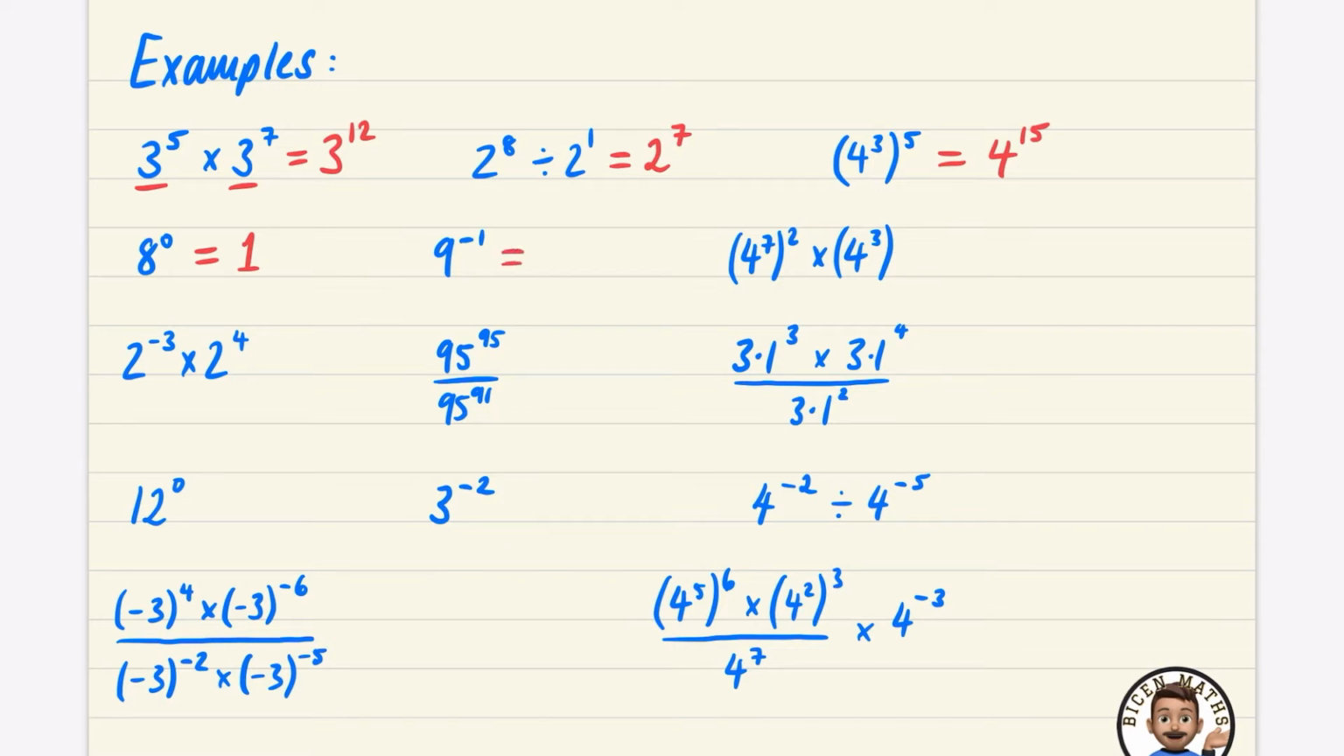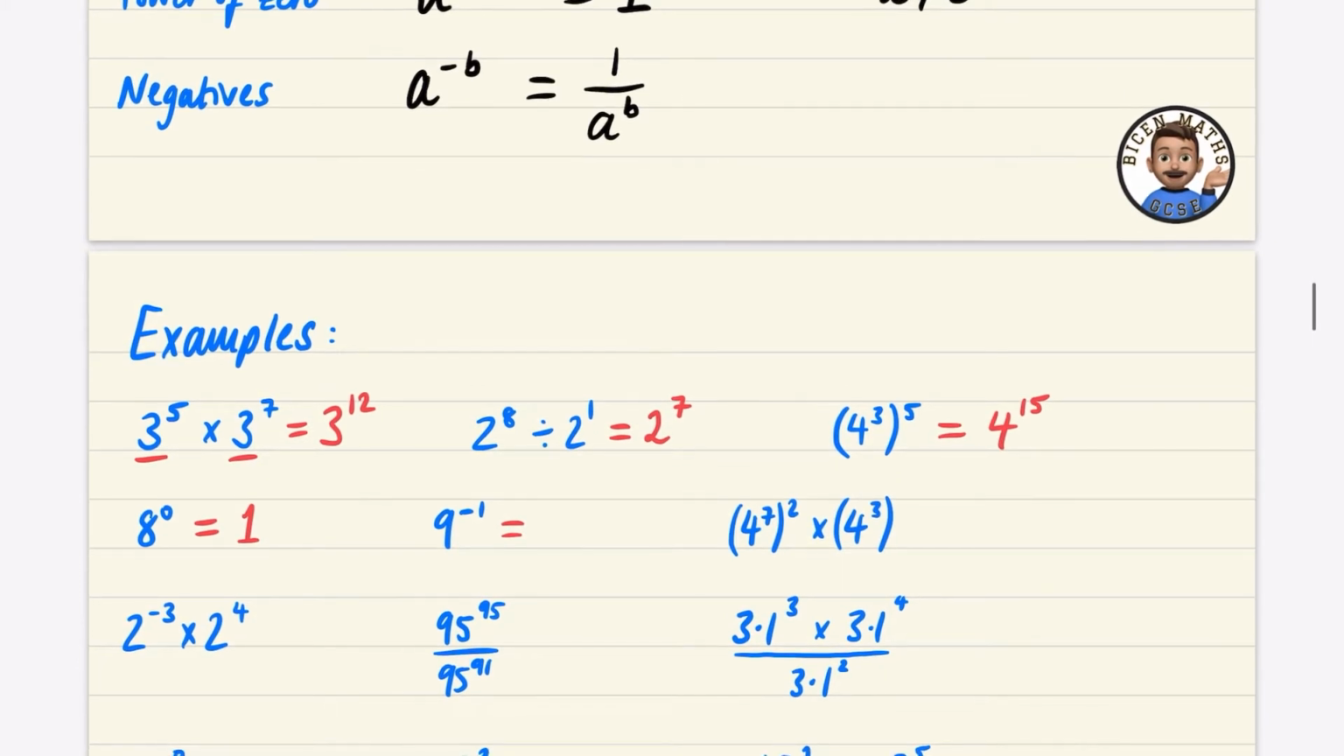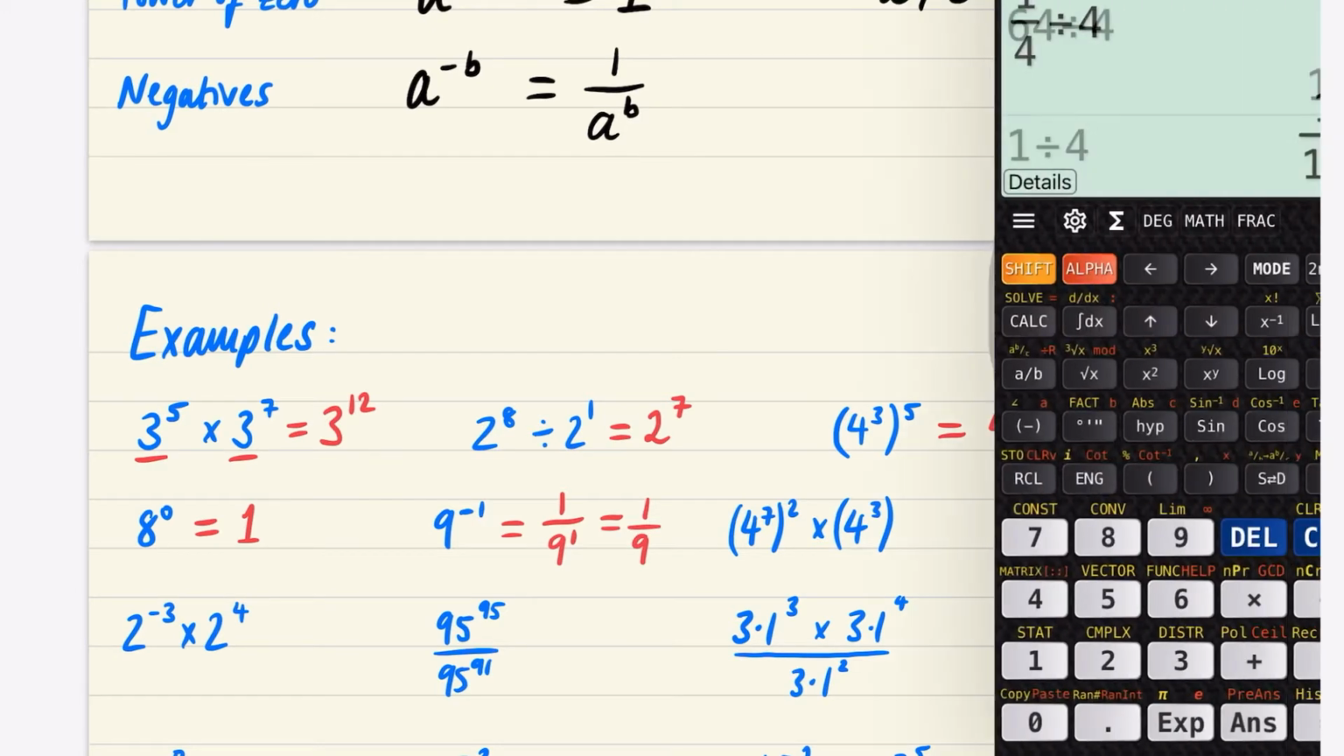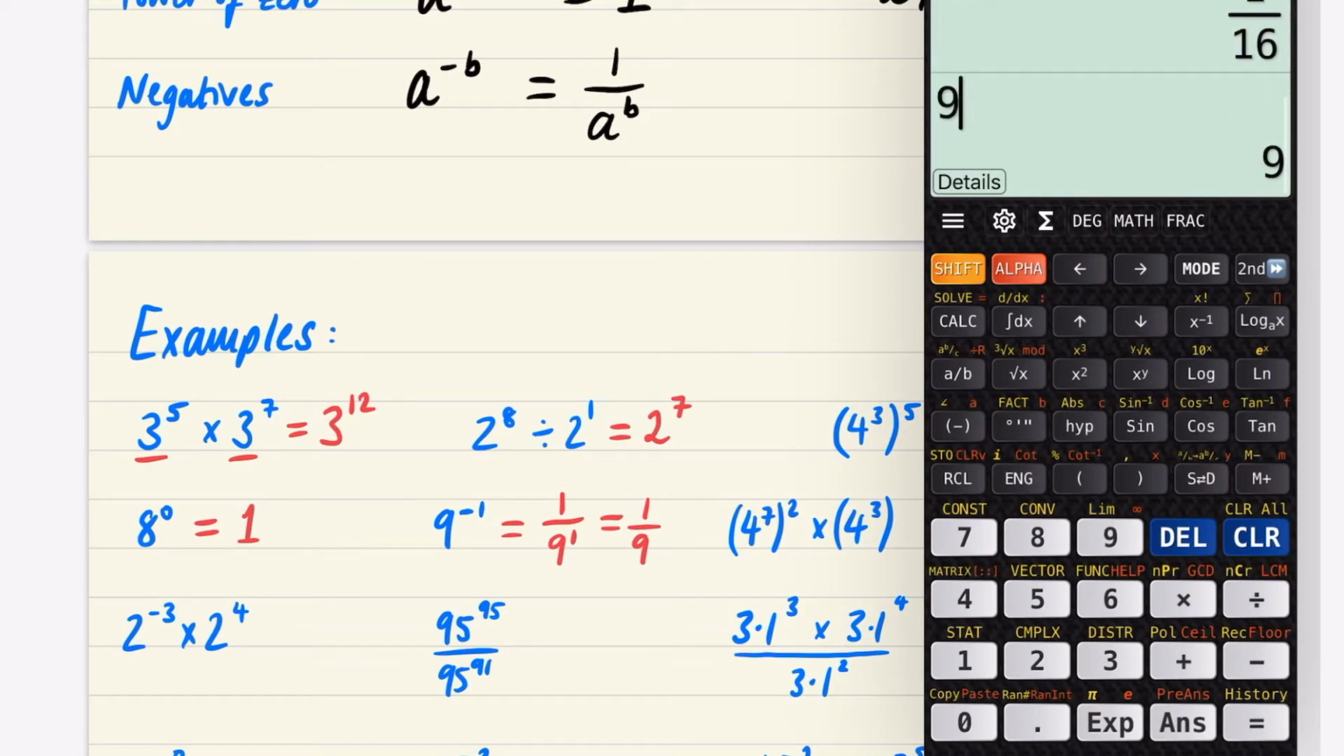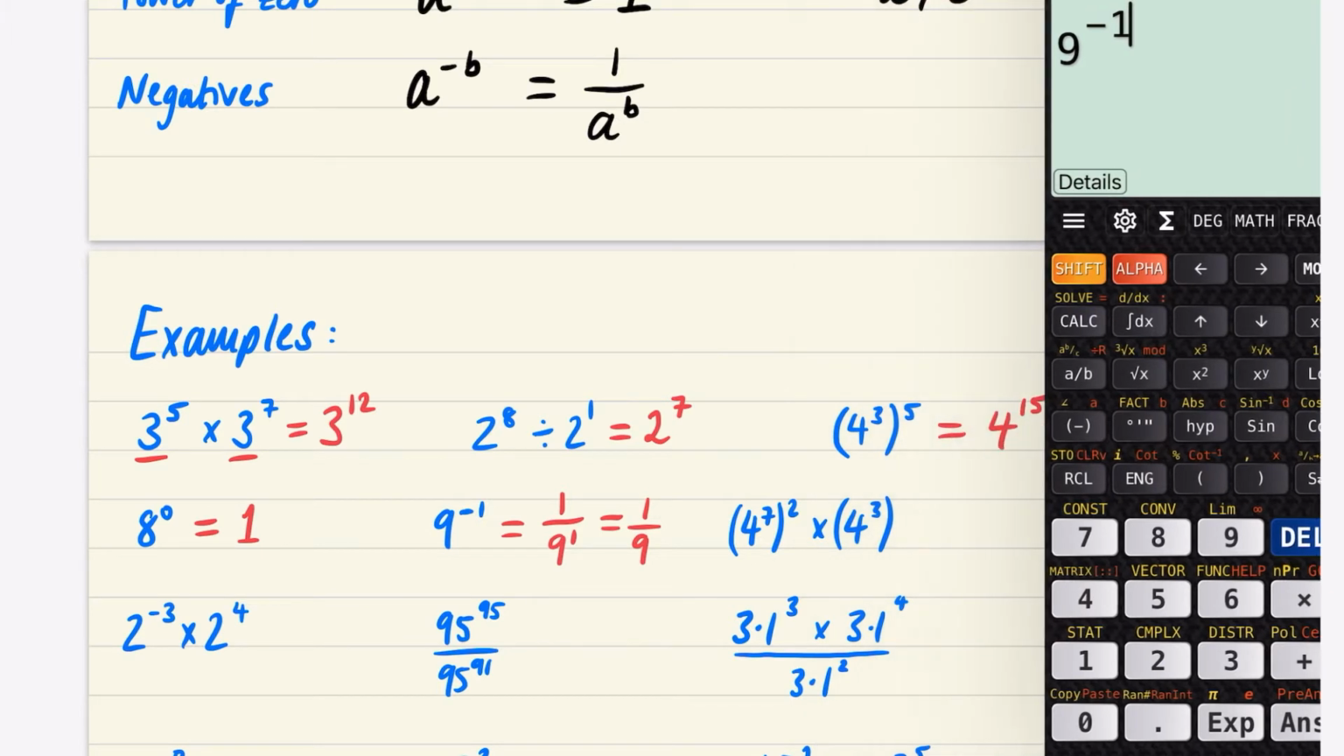Now, here's one where we have a negative index number. Like I said here, for a negative index number, you do 1 divided by, and you take the same thing, but you write it with a positive power. So this would be 1 divided by 9 to the power of 1. And actually 9 to the power of 1 is just 9. And I'll show you that that works on the calculator here. So if I do 9 to the power of negative 1, you can see that you get the answer 9. So you can always check these things.